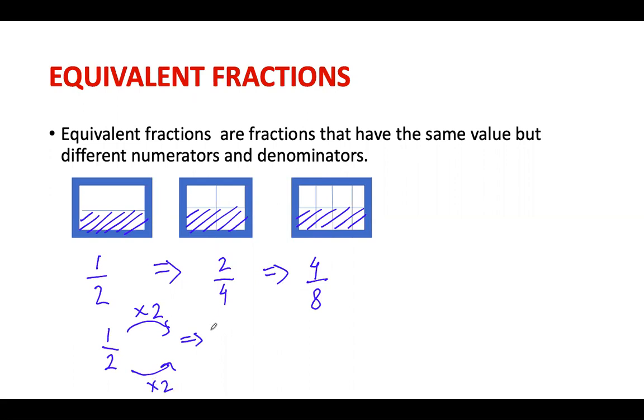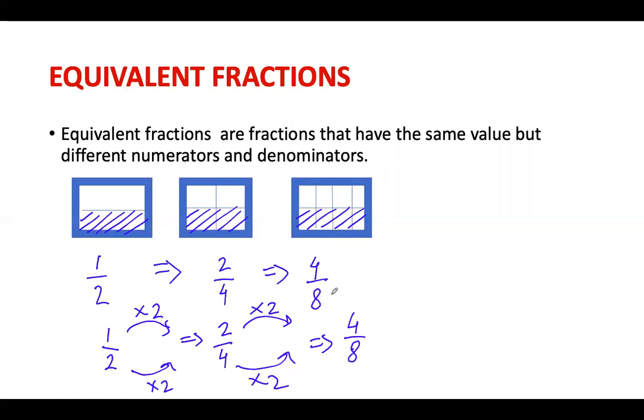So 1 over 2, what is the equivalent fraction of it? It is 2 over 4. When we multiply both the numerator and the denominator by 2, we get an equivalent fraction, 2 over 4. And again we get 4 over 8. Understood? So multiply both the numerator and the denominator by the same number to get an equivalent fraction.